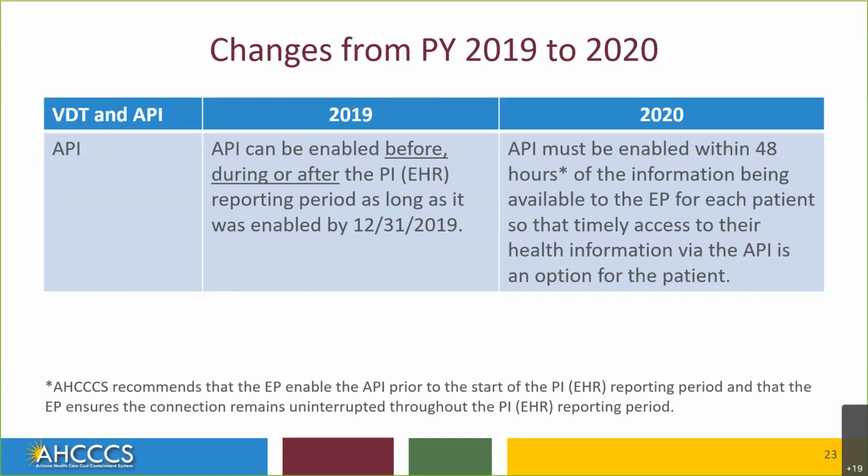So in 2019, the information via the API did not have to be provided to the patient within 48 hours, as long as it was provided within that calendar year. But in 2020, CMS did enforce stricter requirements, and so that API must be enabled within 48 hours. Access does recommend that the EP enable the API prior to the start of the PI reporting period, and that the EP ensures the connection remains uninterrupted throughout the PI reporting period.